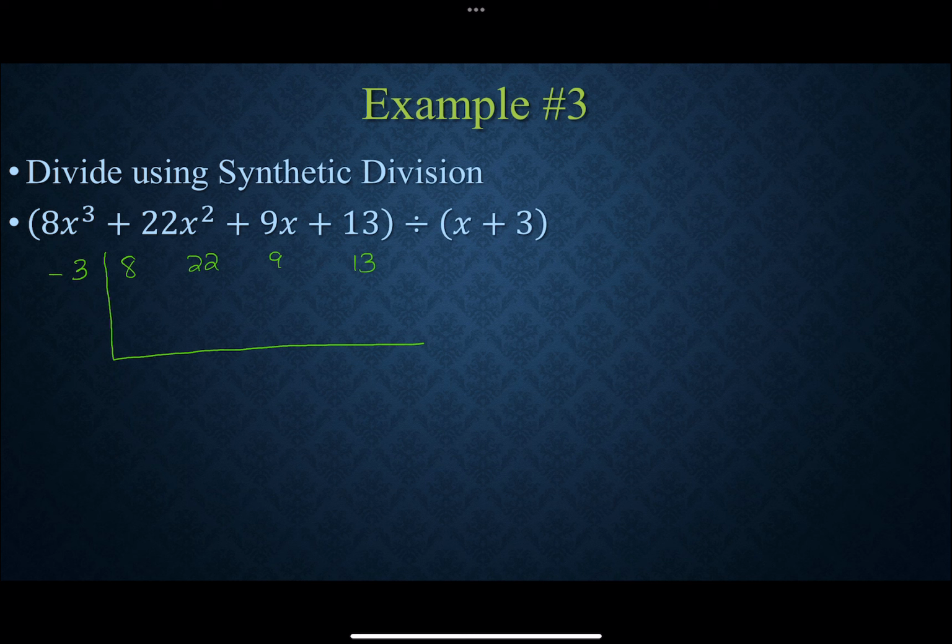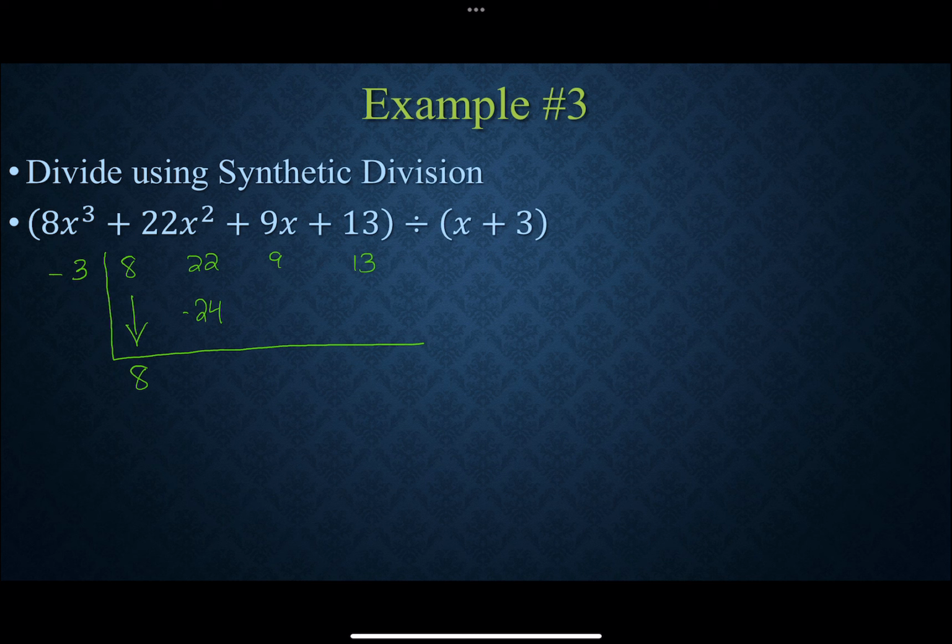Always the opposite. It's not like it's absolute value, just simply the opposite expression. X plus 3 yields negative 3. And then the first term is going to get carried down. Now any term on the bottom is going to multiply to the outside and go in the next available space in that second row underneath those numbers in the first row. So 8 times negative 3 is negative 24.